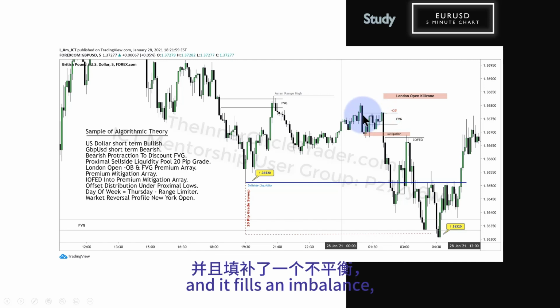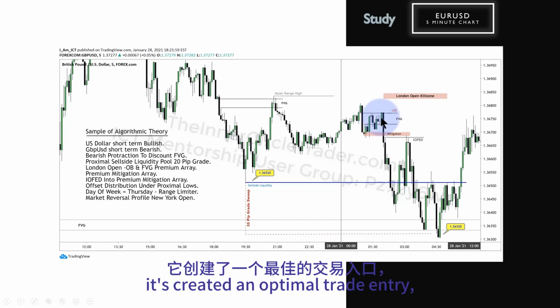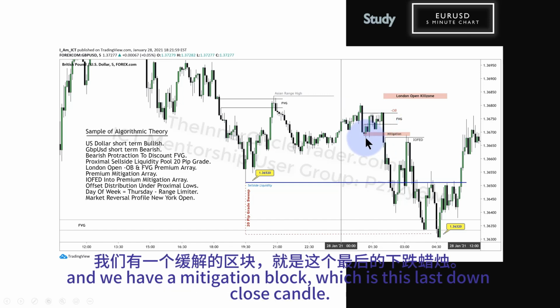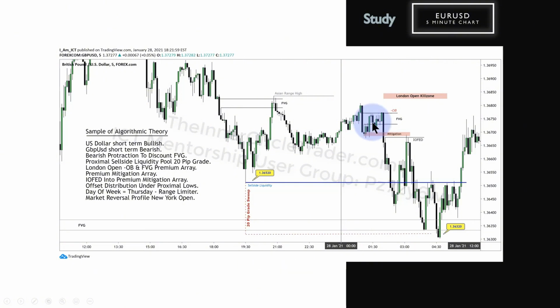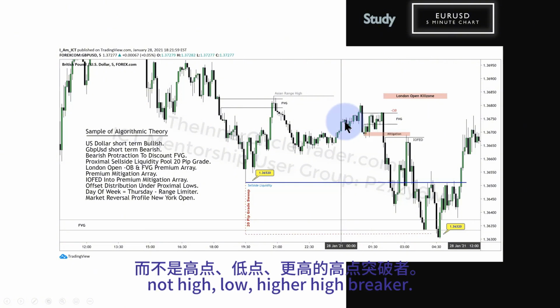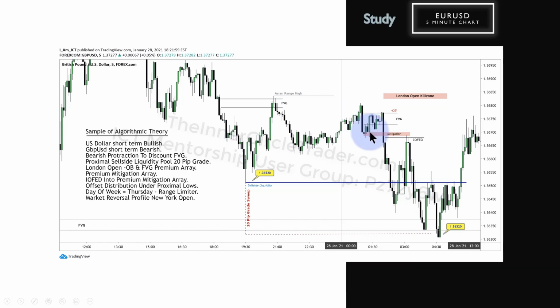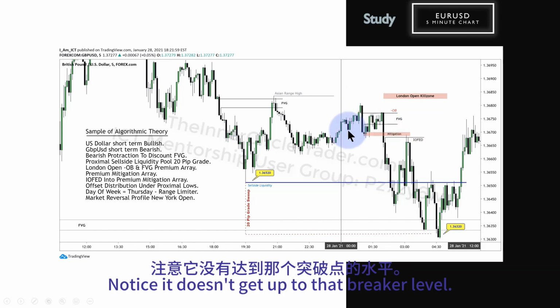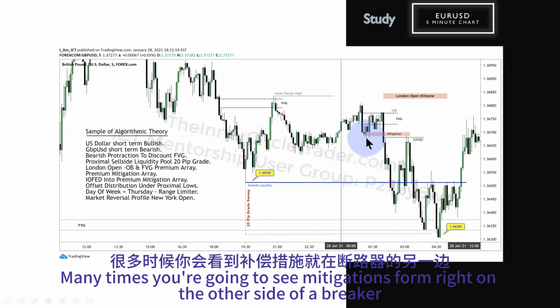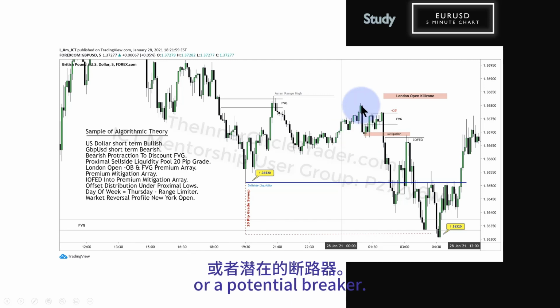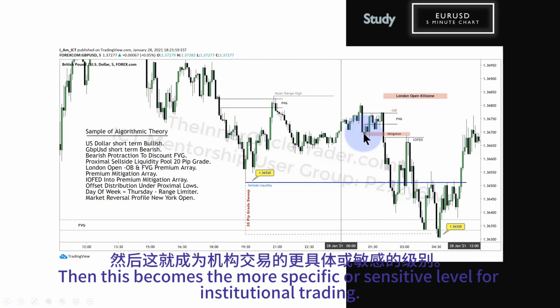Okay, so if the market trades back to this bearish order block here at 2 a.m. and it fills an imbalance, it's created an optimal trade entry, another level of displacement, and we have a mitigation block, which is this last down close candle. Why is that a mitigation block? Because we have a high, a low, a higher high breaker. Notice it doesn't get up to that breaker level. So you have to know what you're looking for. Many times you're going to see mitigations form right on the other side of a breaker or a potential breaker. Then this becomes the more specific or sensitive level for institutional trading.